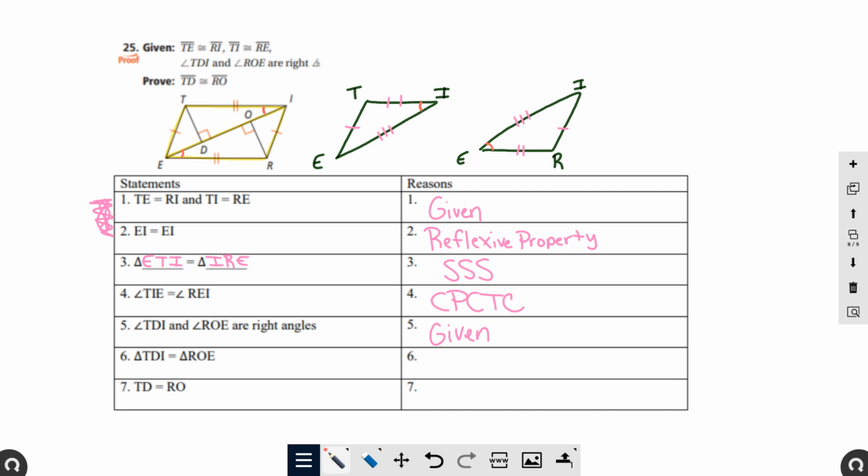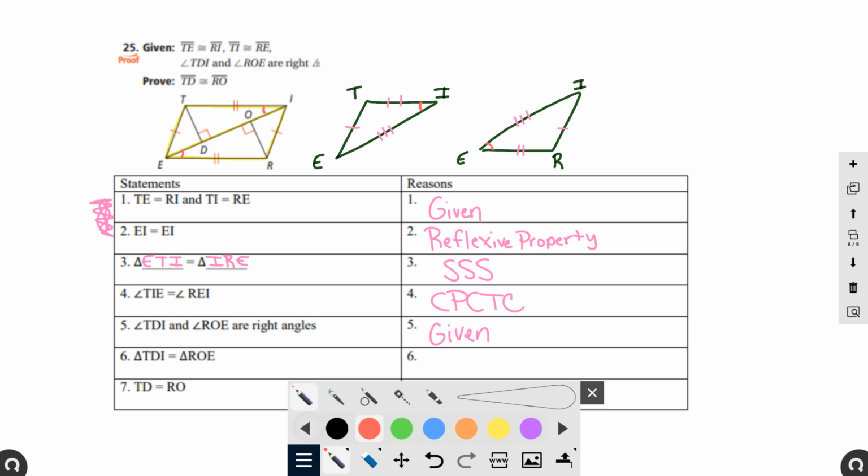Now, we already said statement 5 was given, and it's marked in our picture that that's a right angle there. And then it talks about triangle TDI and ROE. Well, now that it's talking about two different triangles, what should we do? Draw them separate. That's a great idea, is to draw those separate.